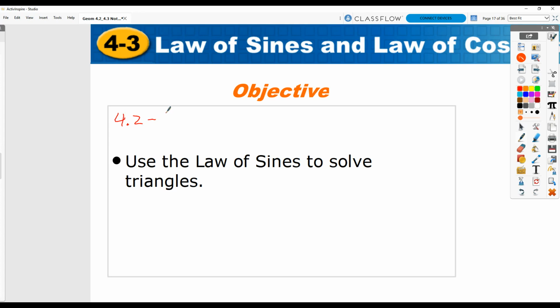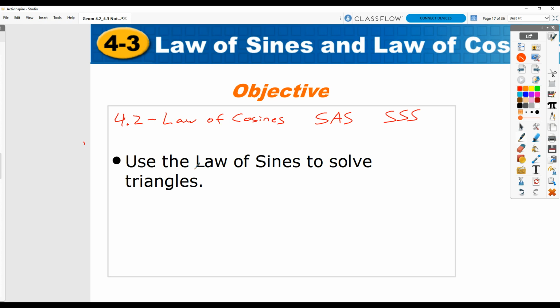So in 4.2, we introduced law of cosines. What law of cosines is used for is a way to find missing angles and sides of triangles using trig ratios when we don't have right triangles. So if we have acute triangles or obtuse triangles, it works when we know a few pieces of information. We need to know either a side angle side, or side, side, side, all three sides. That's when it's going to work.